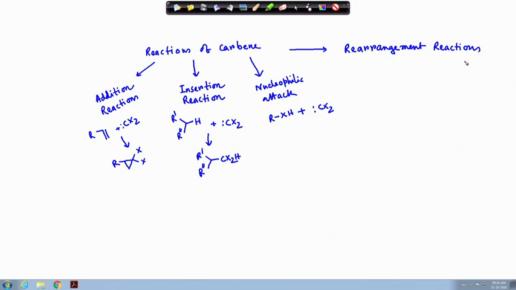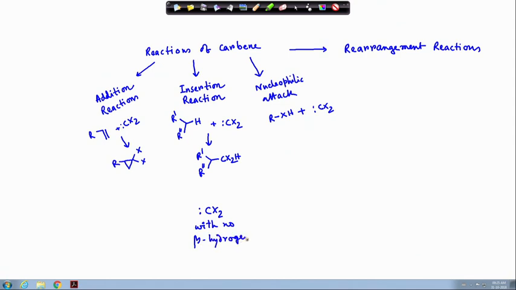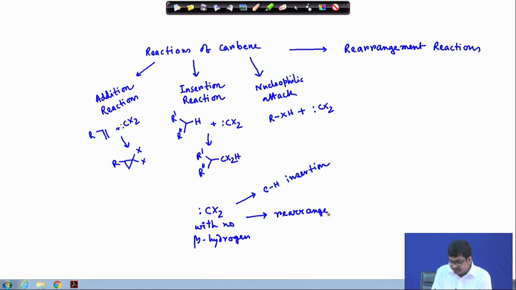If there are certain substrates with no beta hydrogens, I mean the carbene that is generated has no beta hydrogens, then various types of reactions are possible. As for example, CH insertion reactions are possible, as well as rearrangement reactions. So, if we have this carbene with no beta hydrogen, then there is high possibility of CH insertion. Additionally, this can proceed with rearrangement reaction.